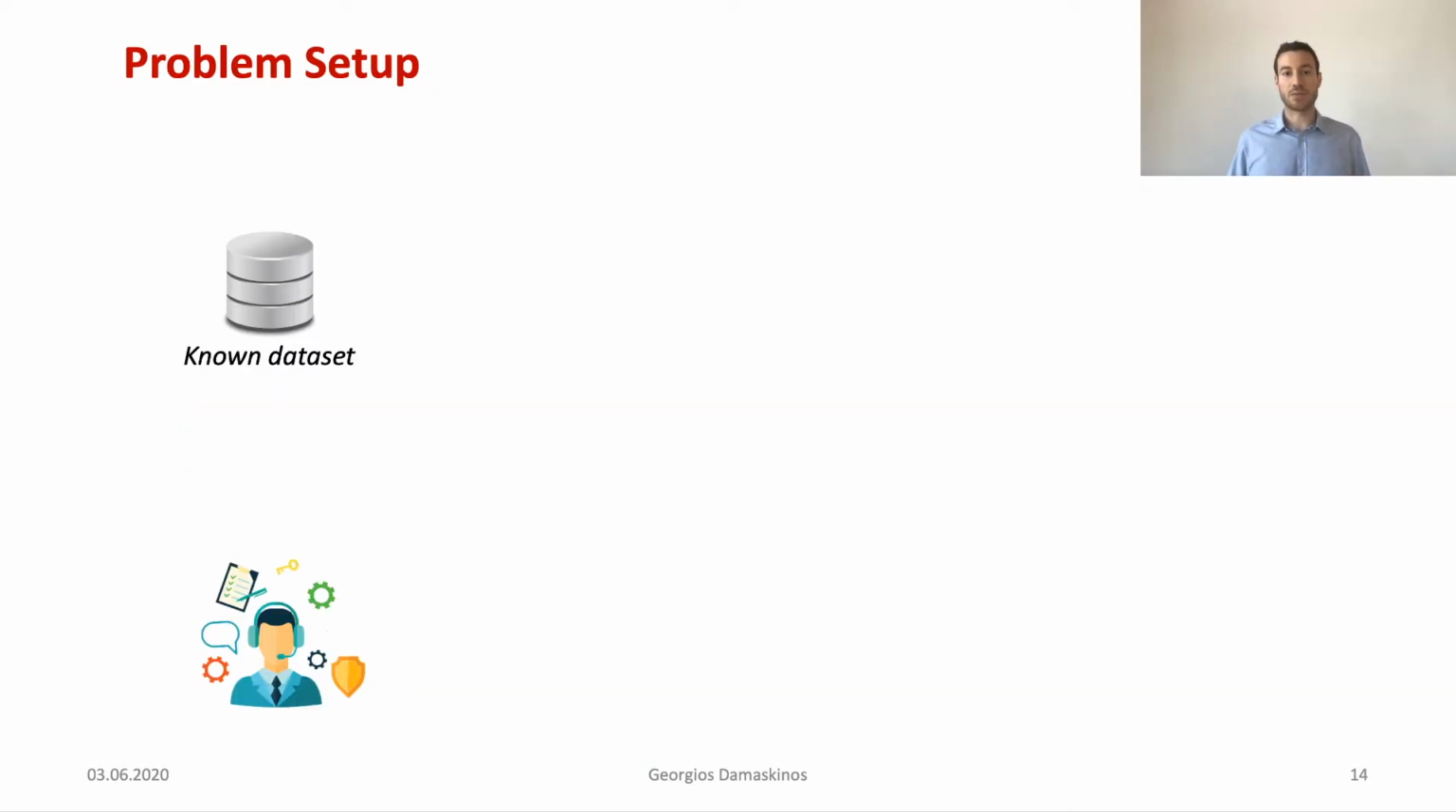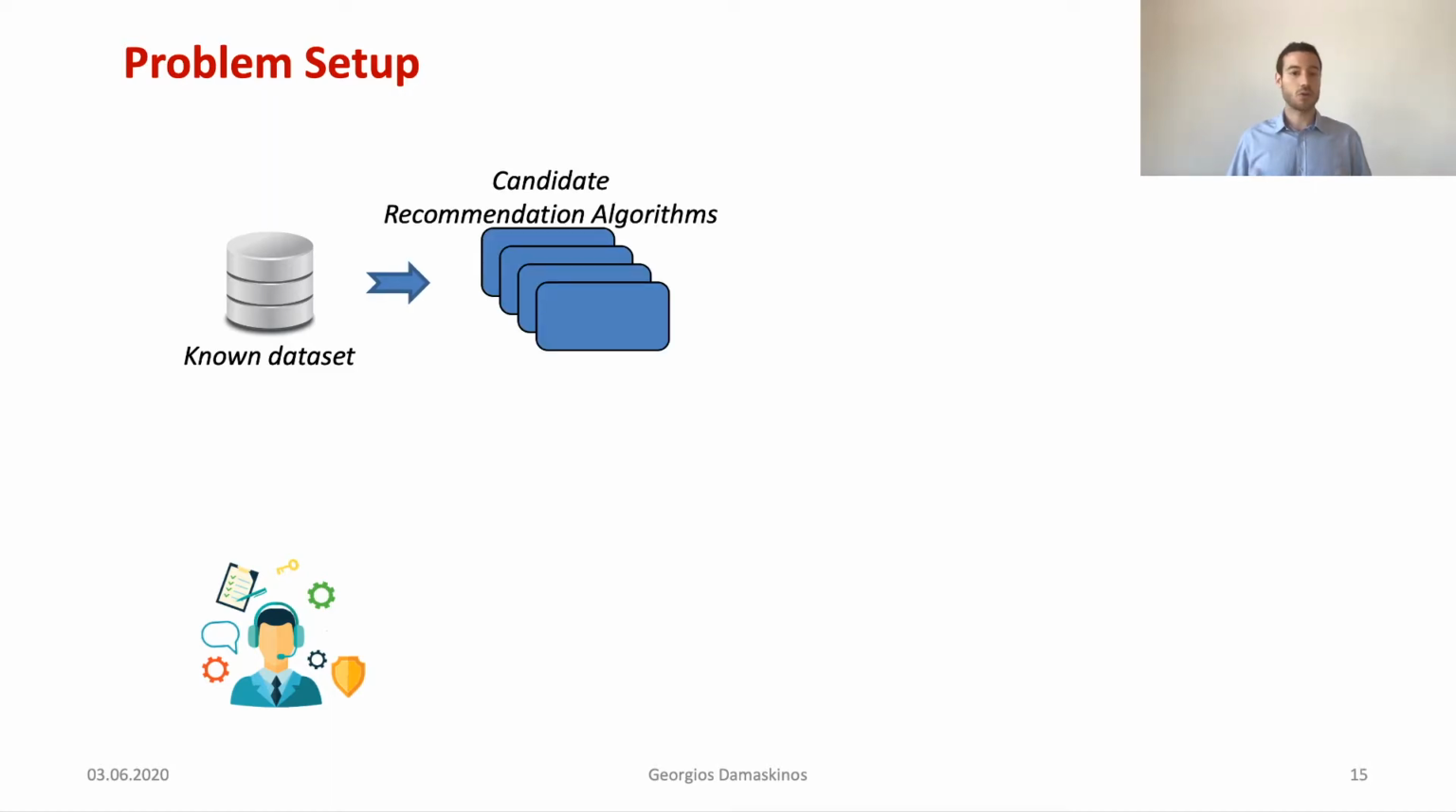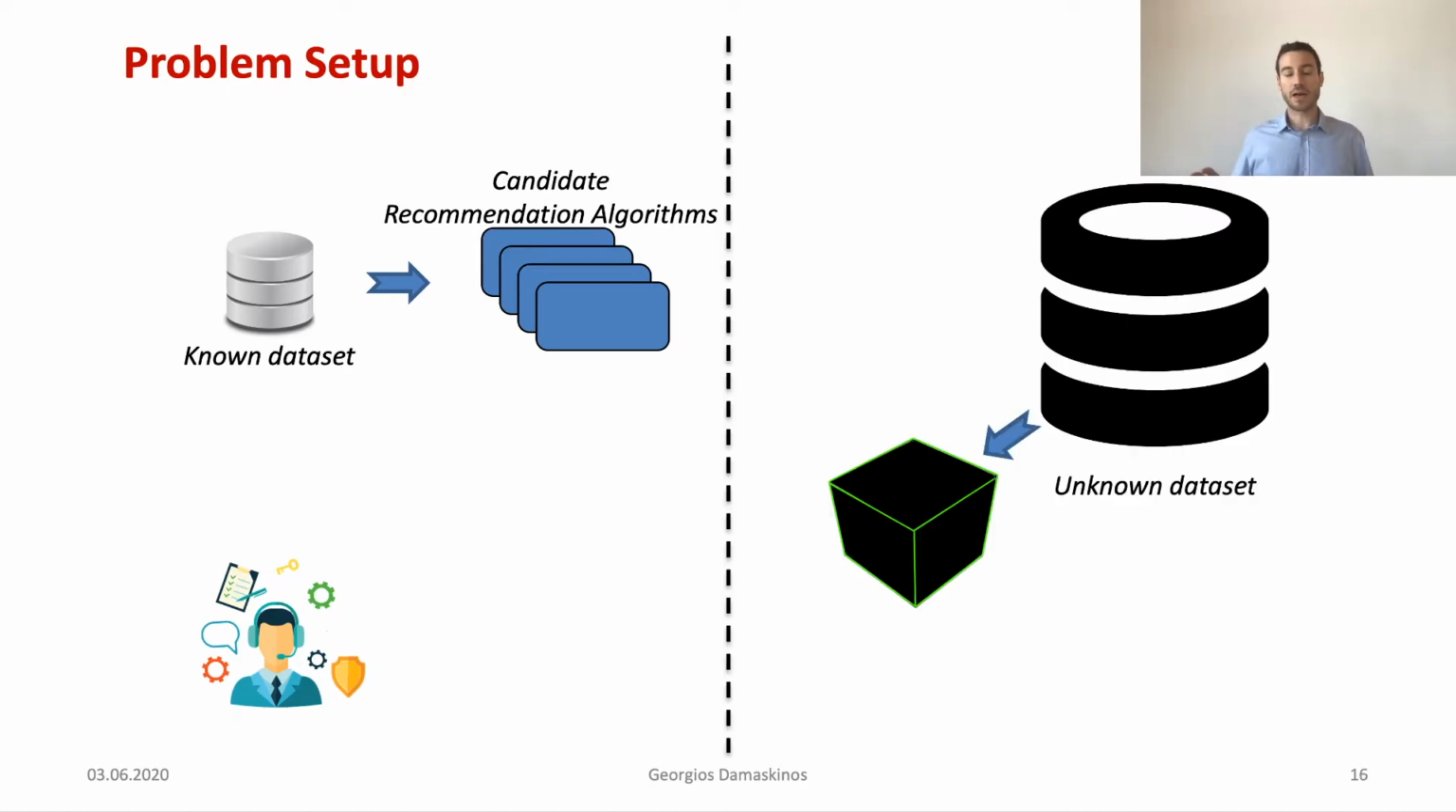Now, what is the problem setup as we have seen it so far? We have the newcomer that wants to bootstrap the service and typically has some limited dataset, which we will refer to as the known dataset. The newcomer also has a list of candidate recommendation algorithms that it wishes to rank and choose the best performing algorithm to deploy for bootstrapping the service. On the other side, we have some black box recommender that exposes some query API, which is public, and this black box recommender is typically trained on a significantly larger dataset, which we will refer to as the unknown dataset, and that is, of course, not publicly available.